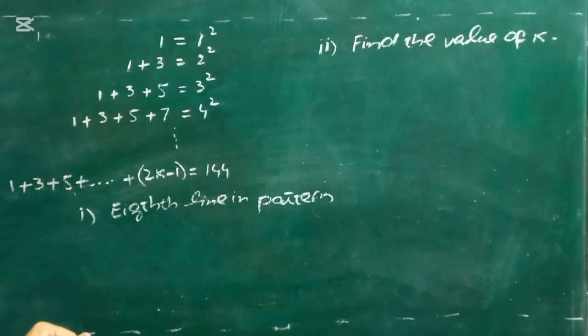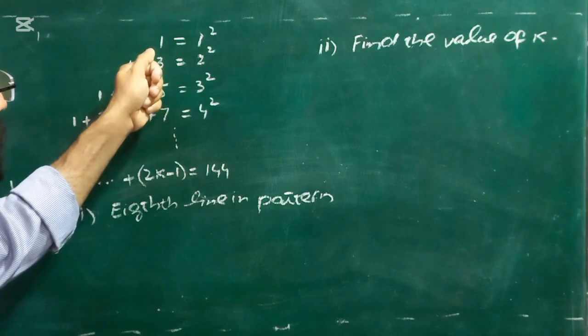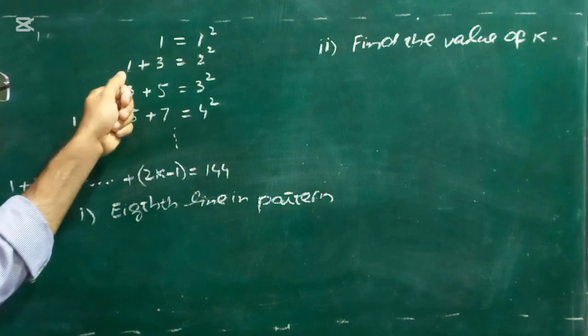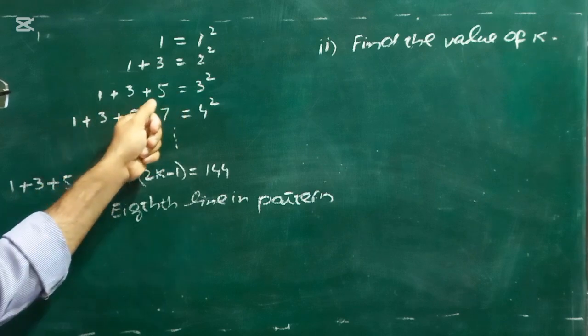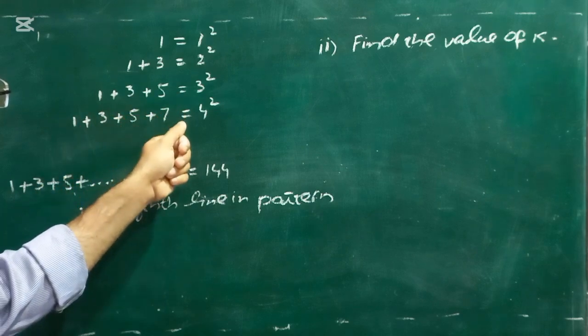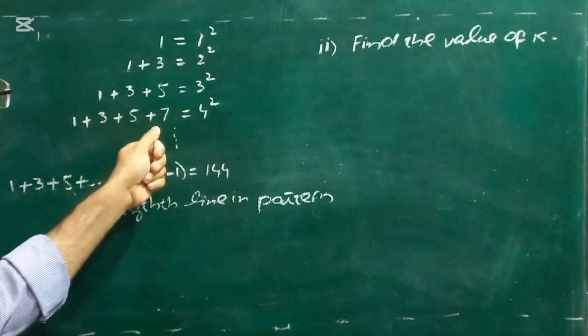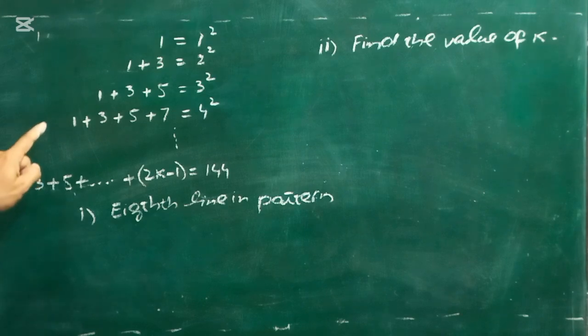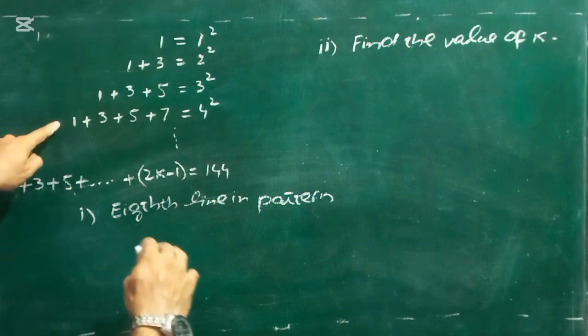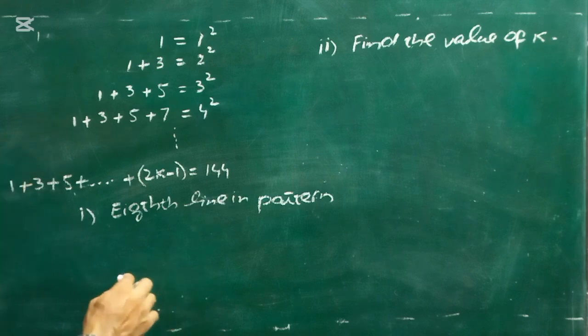Moreover, we can also note that in the first line there is one odd number, in the second line the sum of the first 2 odd numbers is there, in the third line the sum of the first 3 odd numbers, in the fourth line the sum of the first 4 odd numbers, and so on. Okay, the 8th line's pattern is the requirement. So in the 8th line there will be the sum of the first 8 odd numbers.